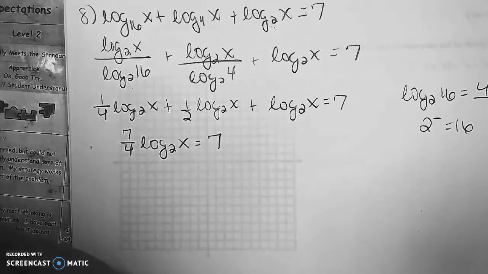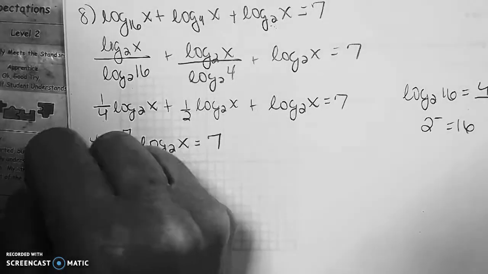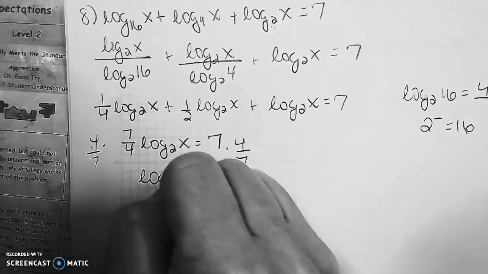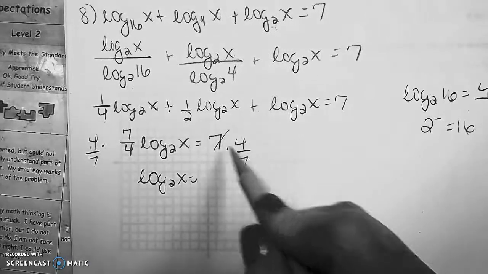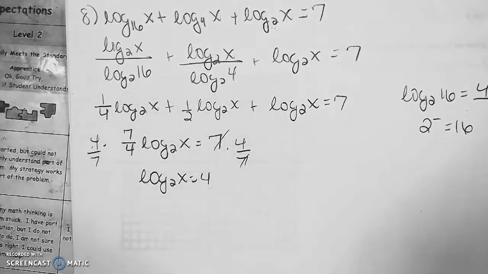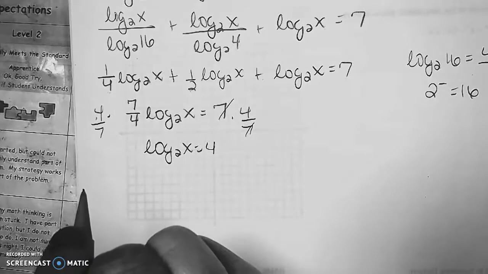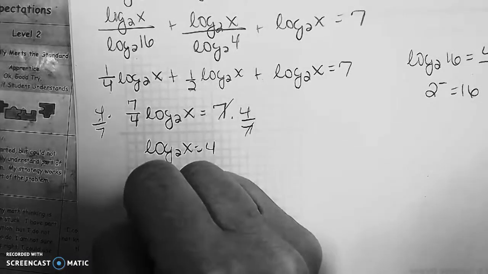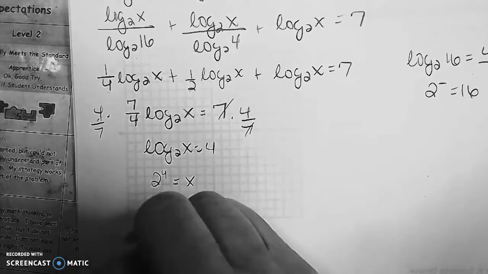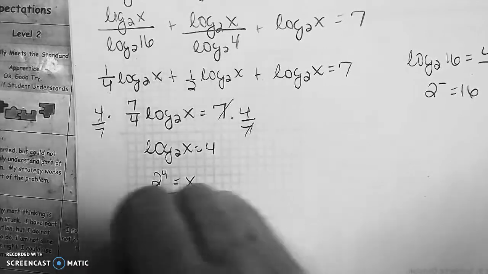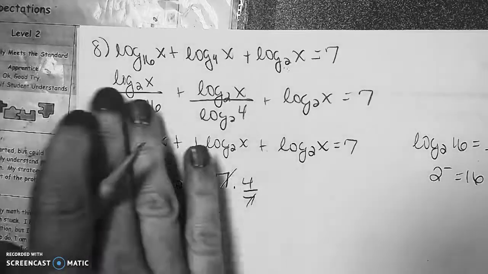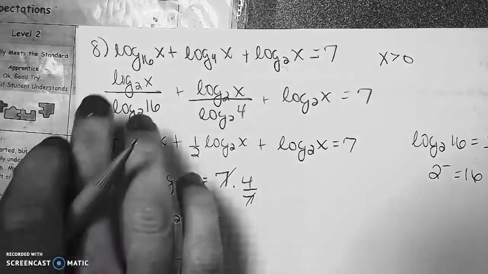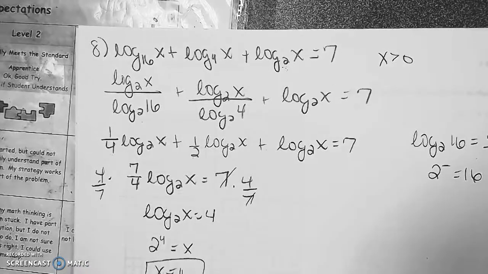Now let's just get the log by itself. So I'm going to multiply both sides by 4/7. So I get log base 2 of x, and on this right-hand side, I'm just left with 4. Now we have a single log statement, so let's turn it to an exponential. 2 to the 4th equals x, so that means x is 16. And that would not cause any domain restrictions. The only domain restriction I would have is x had to be greater than 0 because that's what each argument is.